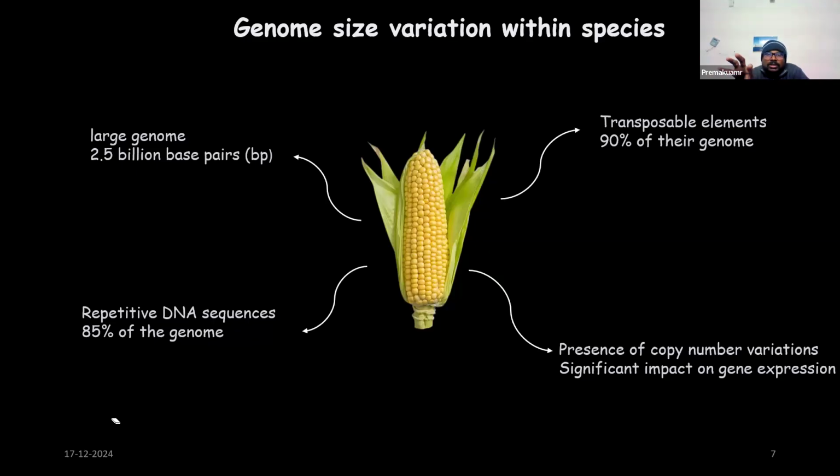This is what we need to look at when we look at the genome organization of a particular crop. First you should look at the genome size, then how much repeated DNA, how much unique DNA, how many transposable elements, and how many copy number variations are present in the particular species. This is what we generally look for in genome organization.